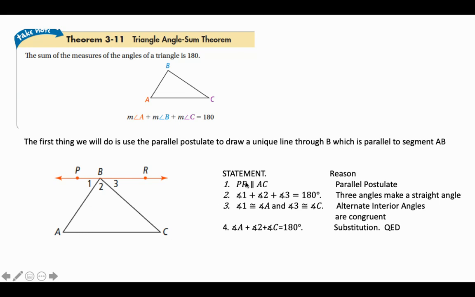Well, PR is parallel to AC. That's the parallel postulate. Two, I know that 1 plus 2 plus 3 equals 180 degrees because they make a straight angle. I know that angle 1 is congruent to A and angle 3 is congruent to C because alternate interior angles are congruent. And therefore, through substitution, A plus 2 plus C is 180 degrees, proving that the interior angles of a triangle equal 180 degrees.